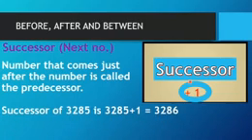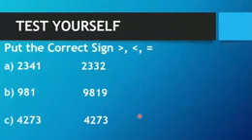Successor of 3,285 is 3,286. Correct. You can find out the number after this, or you can just add 1 to it. So you will get the successor. I hope you have understood what you mean by successor or predecessor. These are new terms, but don't worry, children. You just have to find the previous number and the next number.